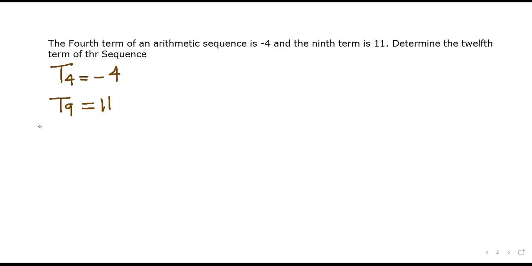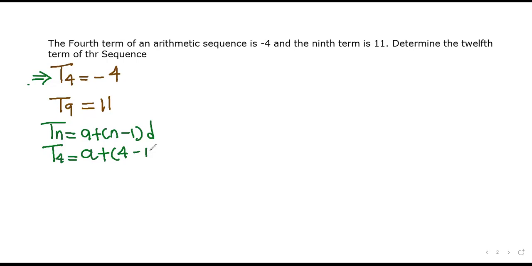Now, let me show you what you're going to do. There is a concept that we are using, which is Tn equals A plus n minus 1 D. Now we're looking at T4. Remember T4 means that in place of n, we're going to put 4. So T4 is equal to A plus 4 minus 1 multiplied by the common difference D. Then T4 is equal to A plus, 4 minus 1 is 3, so 3D.